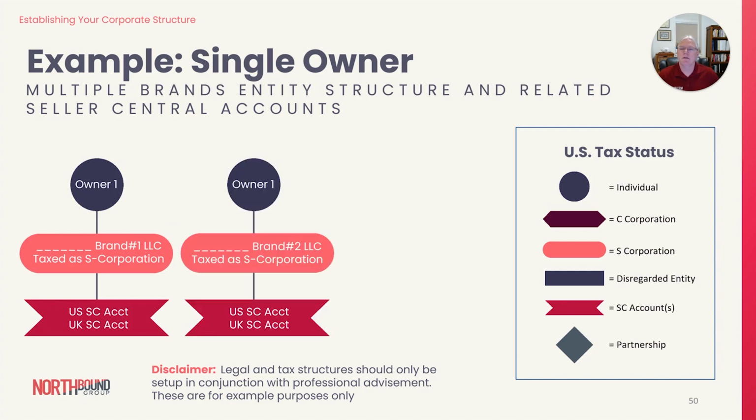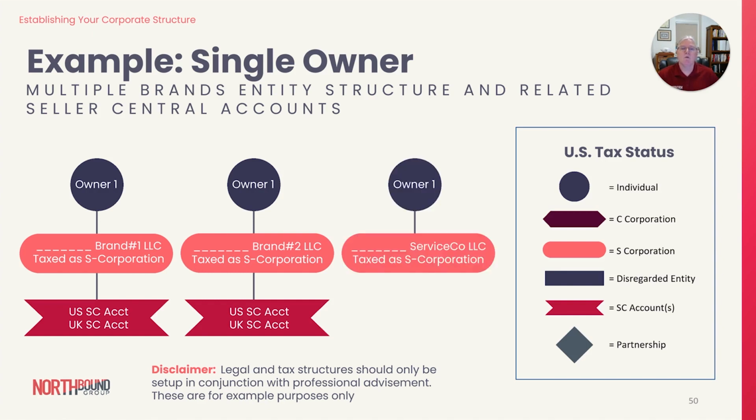The next one is that I've got multiple brands and I need to understand how to structure that. As I've mentioned before, if I've got a pets brand and a brand that might be in organic pet food and they deserve to have separate brands for some reason, then you really deserve to have your brands separated into 2 different entities. As you can see here, I've got the same owner, brand 1 and brand 2. They're both LLCs taxed as an S corporation, and I've got Seller Central accounts underneath each of them.